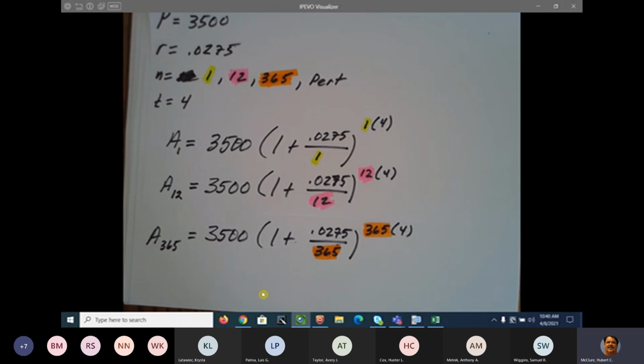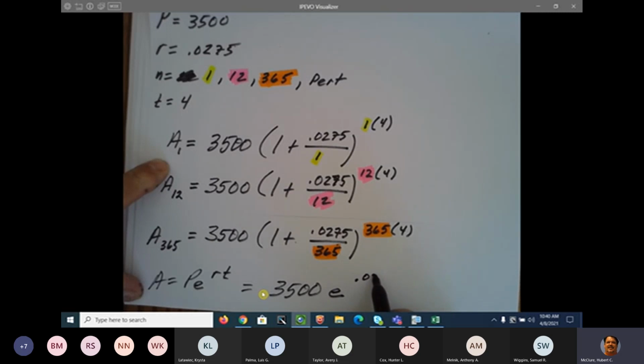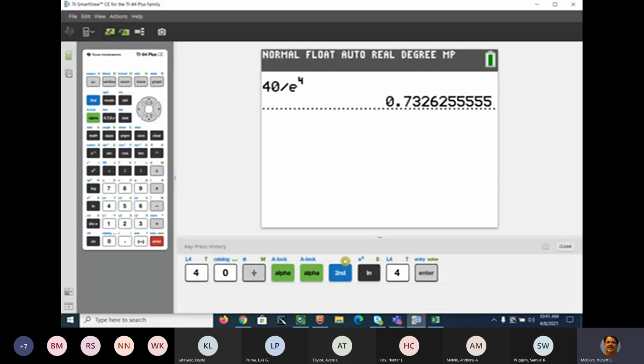And the last one is continuous interest. A is equal to PERT, which is equal to 3,500 times E to the 0.0275 times 4. And that's continuous interest. So, calculator, you got 4 good test questions right here. So take your handy dandy calculator, and we're going to do the first one. I'm going to clear everything.